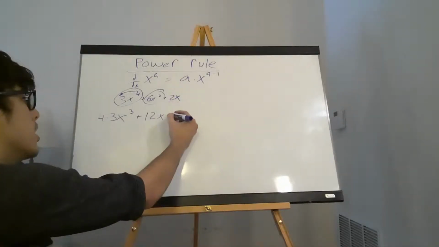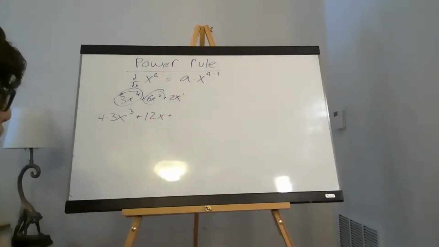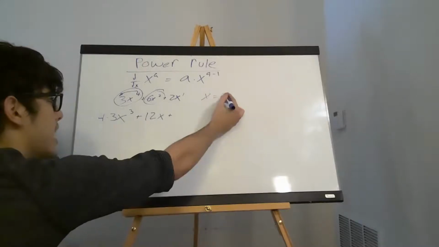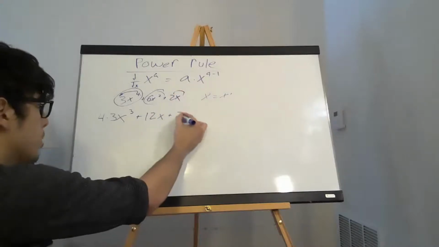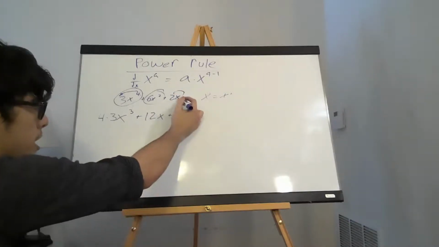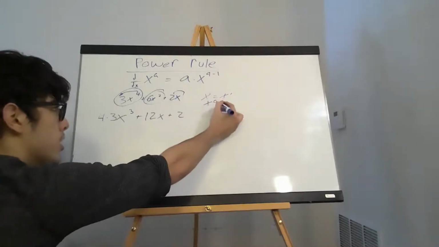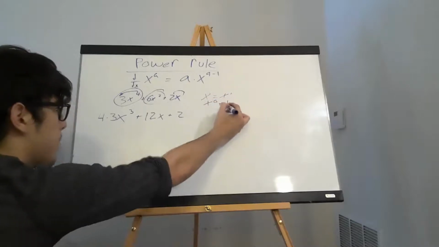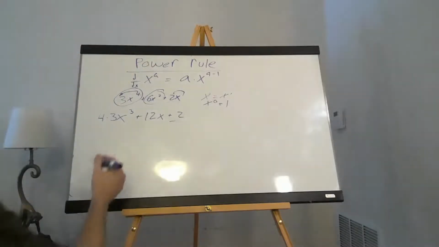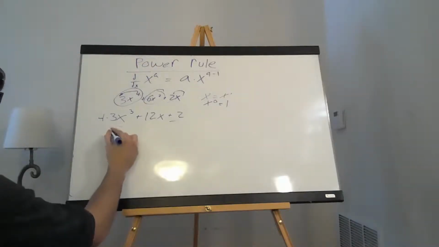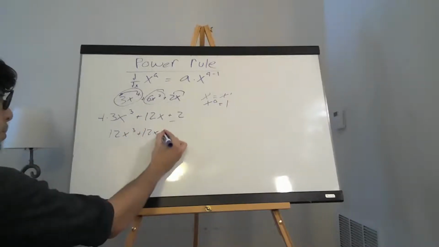And then right here, there's a 1, because x is just x to the first power. That is indeed a fact. So we bring out that 1. 2 times 1 is just 2. Then for x, we do 1 minus 1, so x to the 0th power. This is an exponent rule: anything to the 0th power is 1, so this is just 2, because 2 times 1 is just 2. So our final answer will give us 12x cubed plus 12x plus 2.